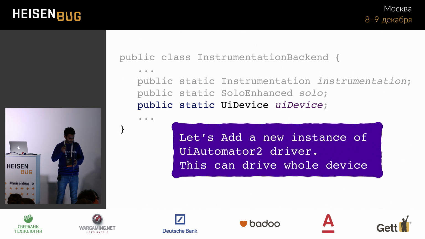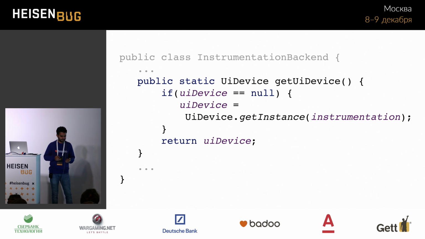So let's do one thing. We create something similar to solo but with UiAutomator2. So let's create an instance of UiDevice. Now this UiDevice is a class which is defined in the UiAutomator2 library. We define a simple instance of UiDevice, and we create a getter for it. So it's very similar to how it's already done for Robotium. We're just doing the same thing for UiAutomator. It's again a static field just to be compatible with existing code.